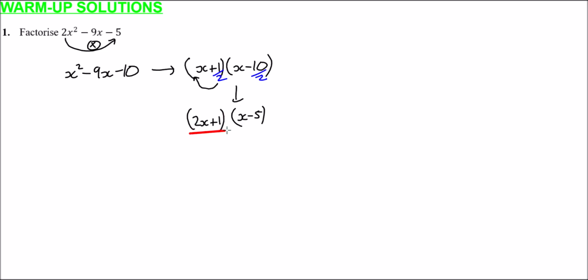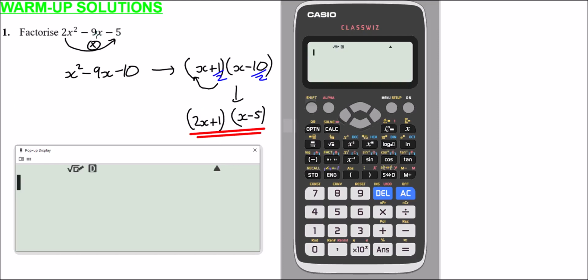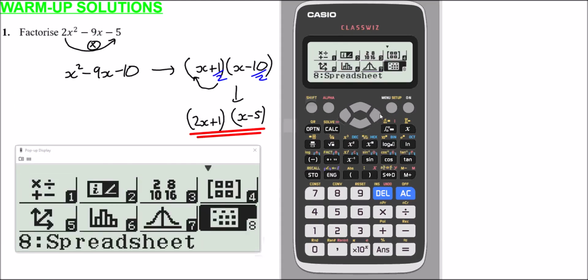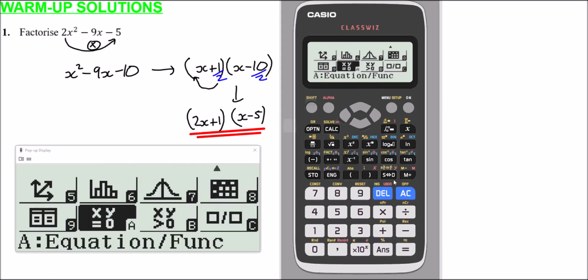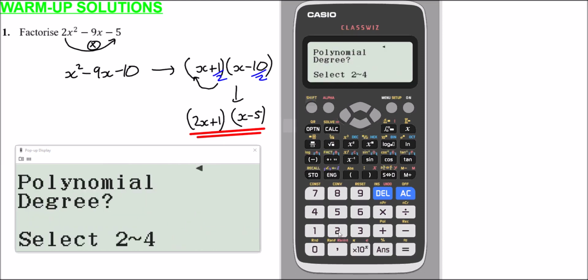On your brand spanking new ClassWiz calculators, which I hope you've all got, or if you haven't, will have very soon, I'm going to show you how to do this using the equation function. Now, I know this isn't an equation, but imagine it's a quadratic, and imagine it's equal to 0. If we go to menu, and scroll along until we get to equation/func and press equals, we're going to go for polynomial, so option 2, then press option 2 again, because we're trying to factorise a quadratic, and the highest power of a quadratic is power 2.